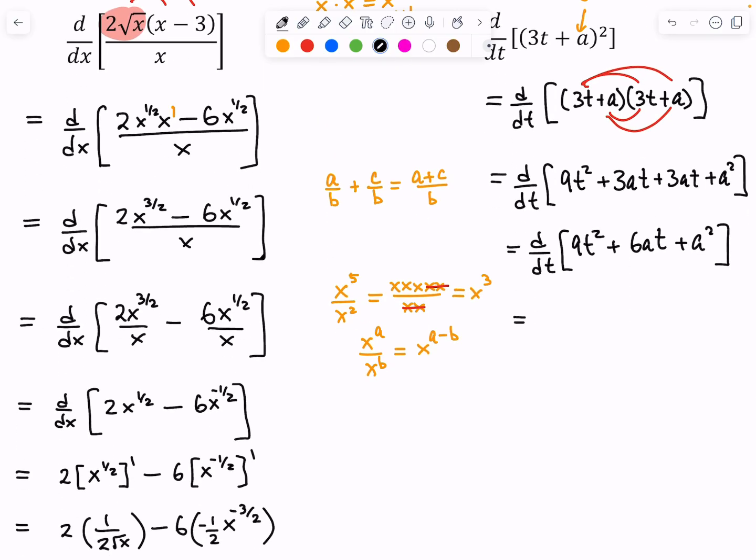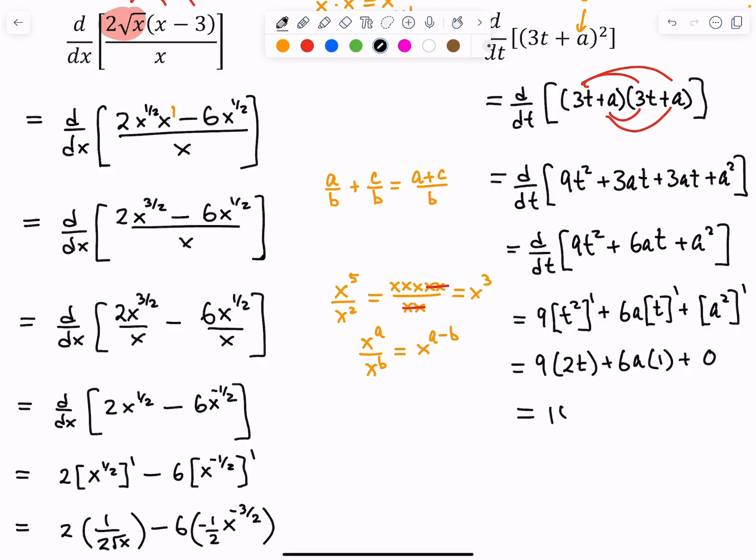So we're going to have 9 times the derivative of t squared. 6a is a constant because a is a constant. So 6a times the derivative of t. And then here a squared is just a constant because a is, and we'll differentiate that constant. So we're going to have 9 times power rule gives 2t plus 6a times the derivative of t with respect to t is 1 plus, and then a is a constant, a squared is a constant, and the derivative of a constant is 0. So in the end I get 18t plus 6a.